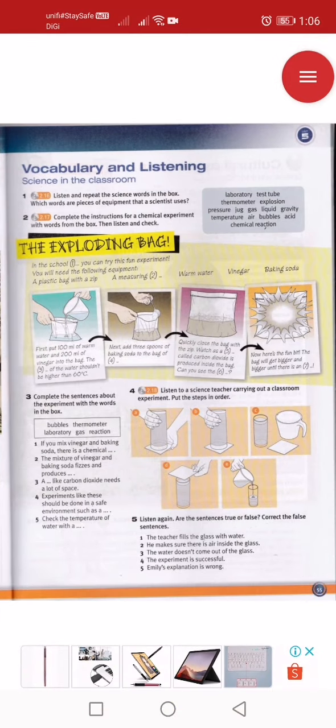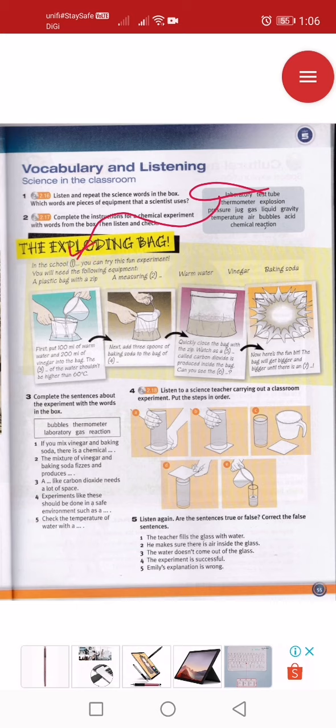So let's check your answer. You can pause the video and rewind the video if you want to listen and do it again. Okay, so let's check the answer. The exploding bag in the school laboratory. That's how I pronounce it. Okay, I pronounced it wrongly.